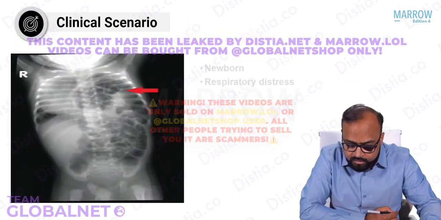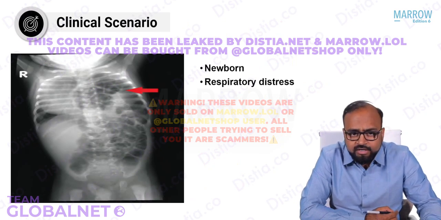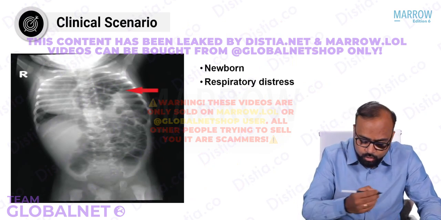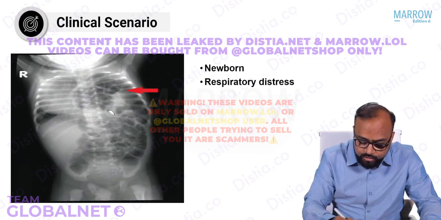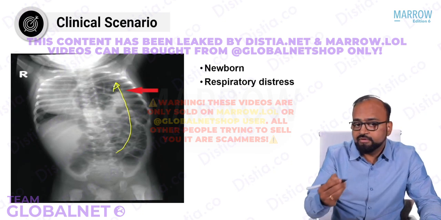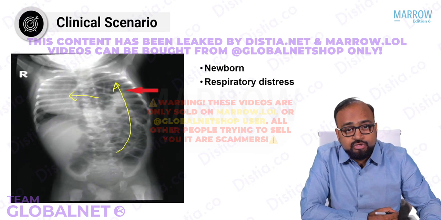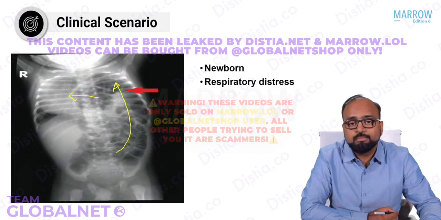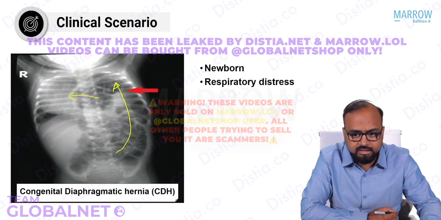Now see here, this is a newborn who presents with respiratory distress. A very typical finding, right? Do you see the left dome of diaphragm? The left dome of diaphragm is not seen. Instead, you see all these bowel loops extending into the left thoracic cavity, causing a mediastinal shift towards the opposite side. This is where the diaphragm does not develop, or there is a defect in the diaphragm. So what is this? This is congenital diaphragmatic hernia.